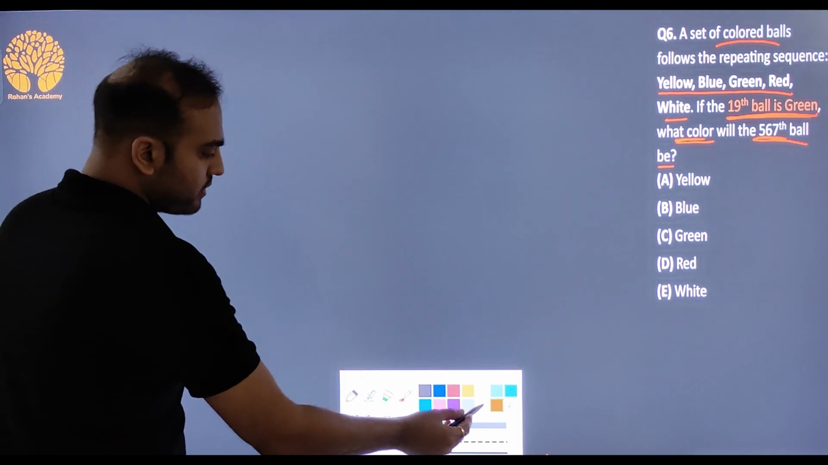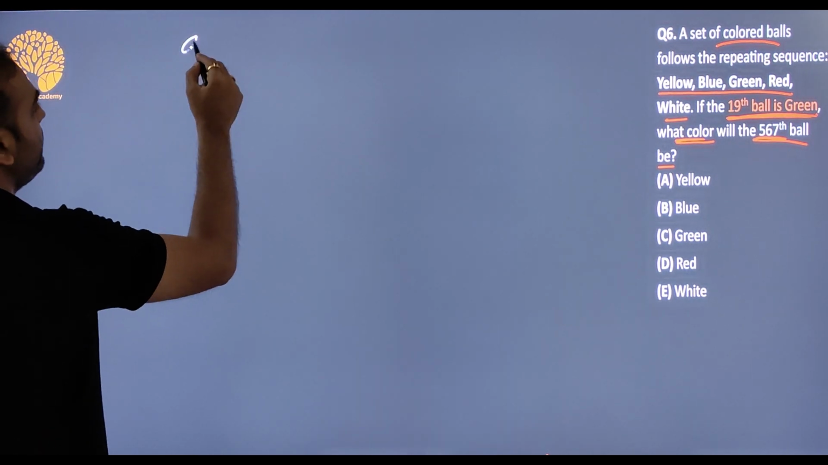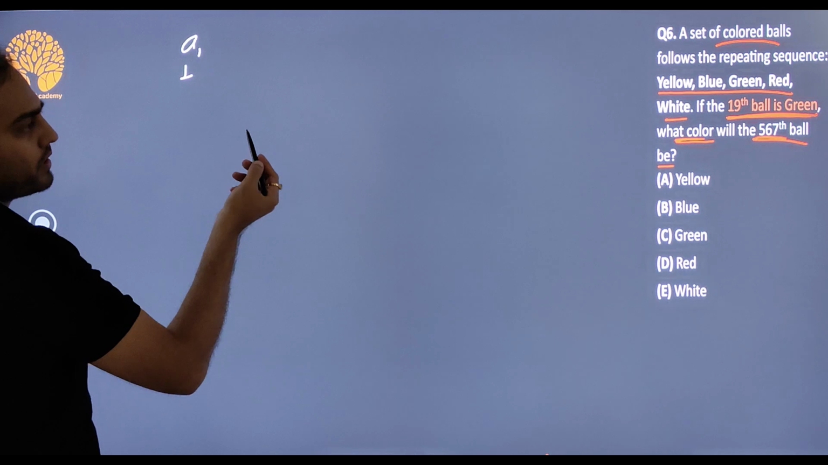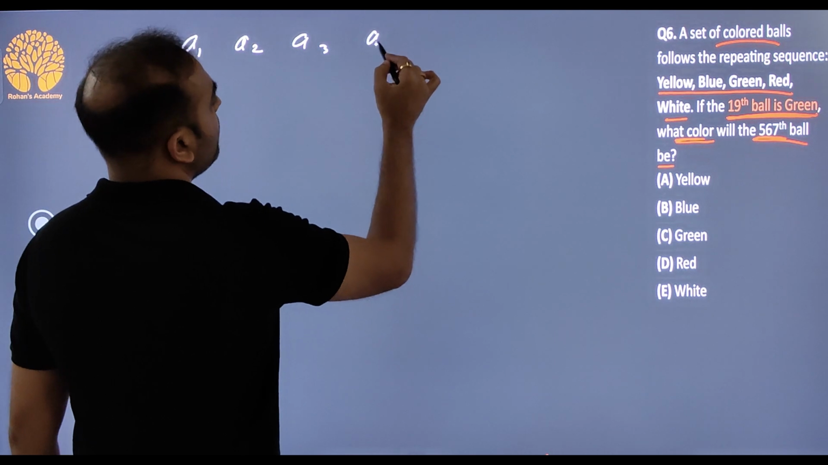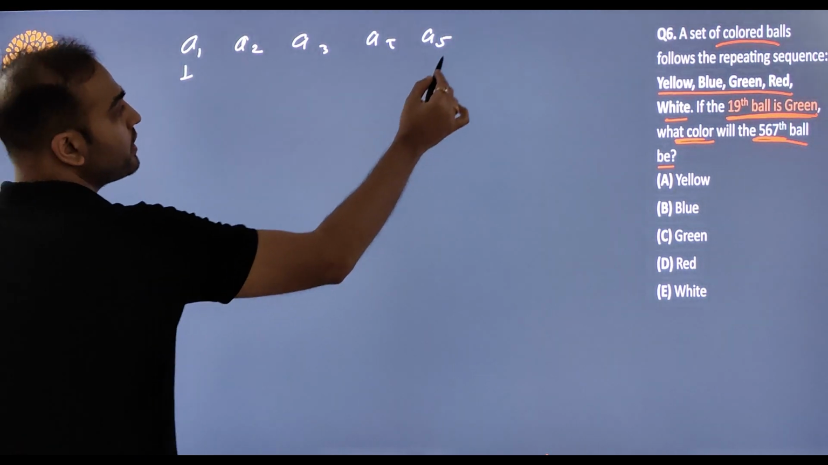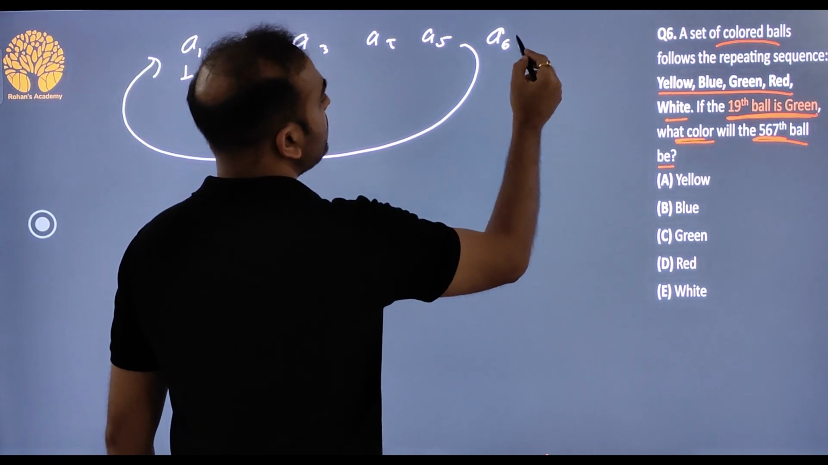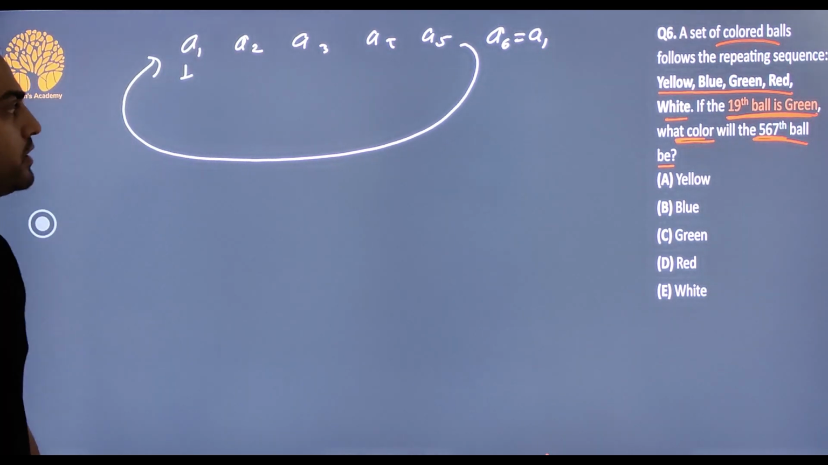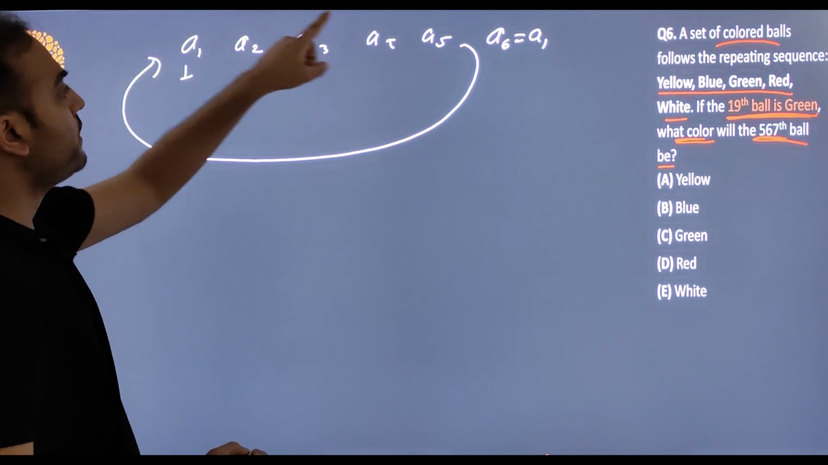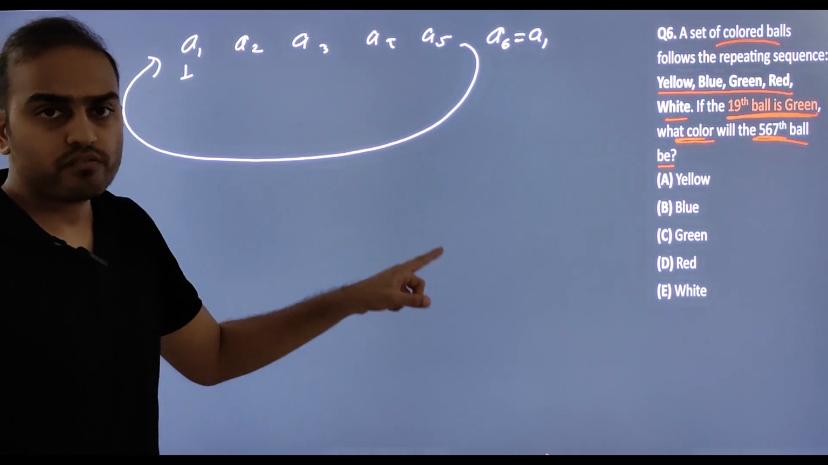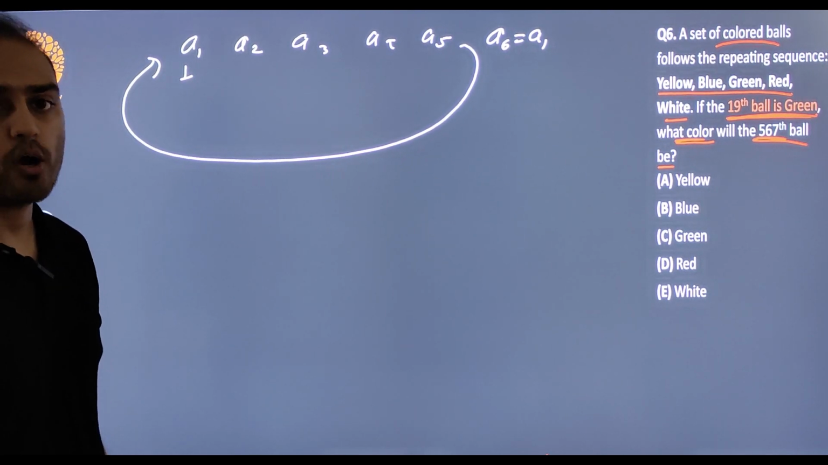So again, the first color ball, I don't know what it is. That is, say, my A1, which is of some color. Then A2, then A3, then A4, A5, and post 5 the same color repeats. The 6th ball is the same as the first ball. So I know that my values repeat after 5. So basically that becomes my common difference.